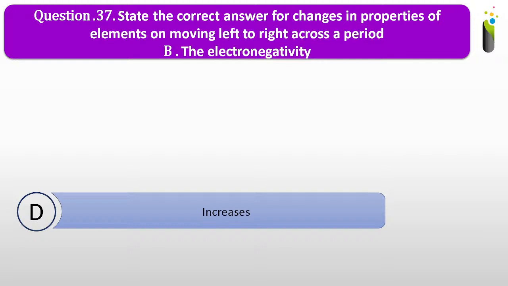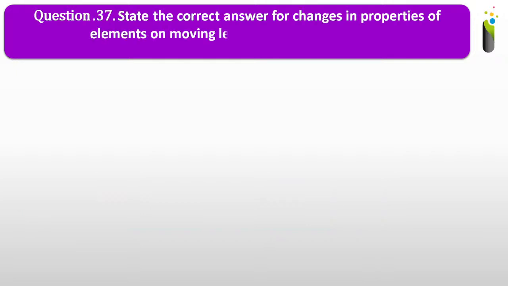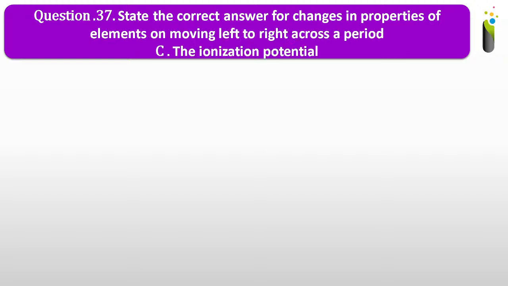So the answer to question number 37B, that is the properties of elements when moving left to right across a period, the electronegativity increases. Coming to the next, state the correct answer for changes in properties of elements on moving left to right across a period. Sub-question C.